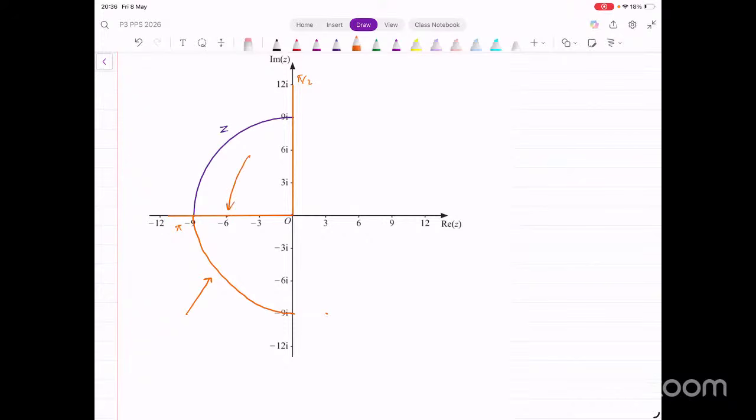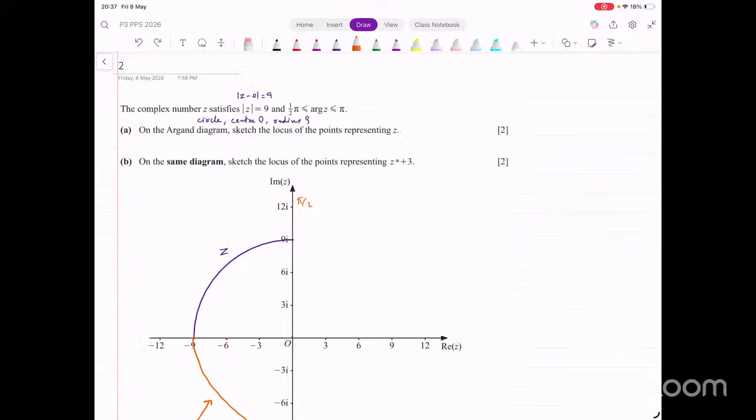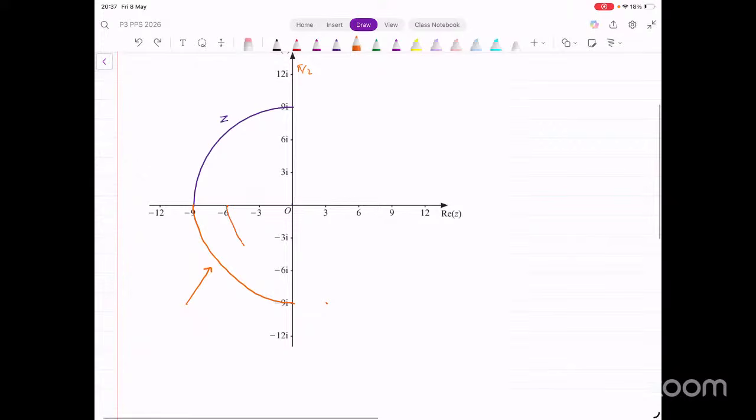So now it will be starting from -6 here. Erase the rest of it. It will be starting from -6 here and going up to this point, which is 3 and -9. So this is what it looks like now. You can draw this roughly like this. And you say this is the locus of z conjugate plus 3.